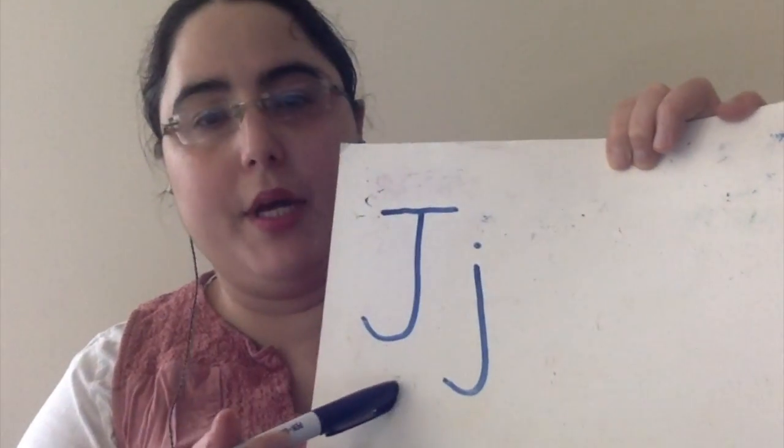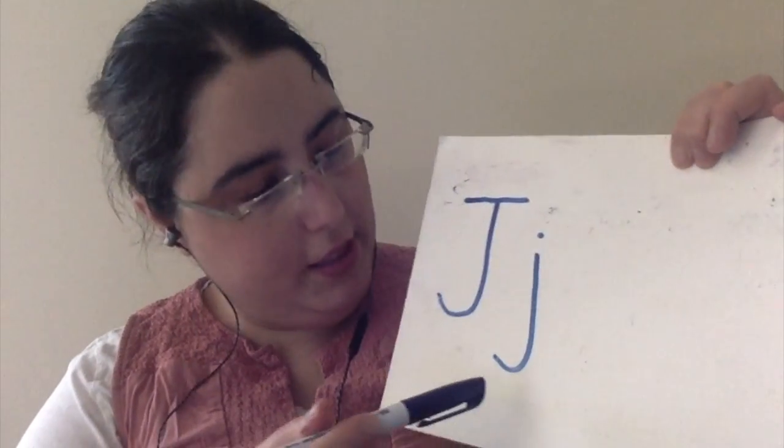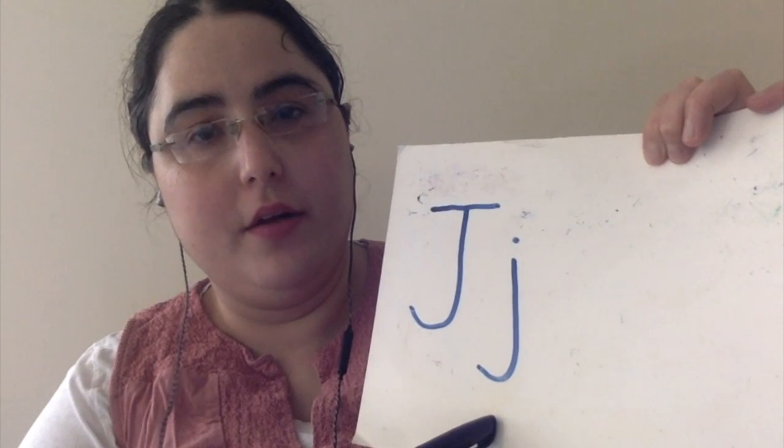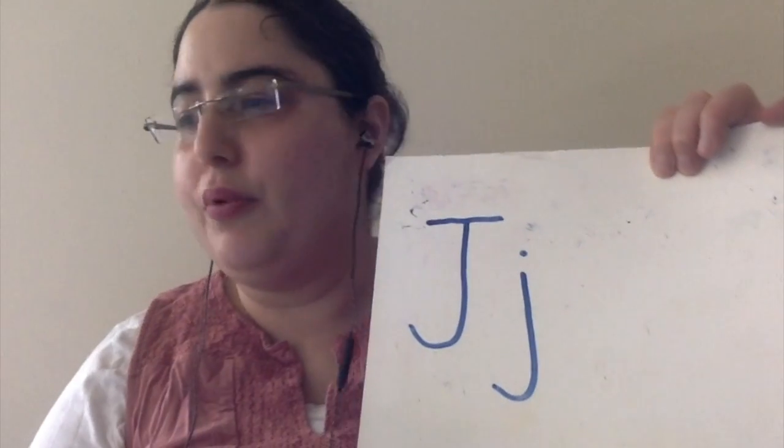This is an uppercase J, or you can call it a big J. And this is a lowercase J, or a small J. Let's practice writing a J. So for an uppercase, to start your name, for example, we'll use an uppercase. Let's start with the uppercase J. What do we first have to do?